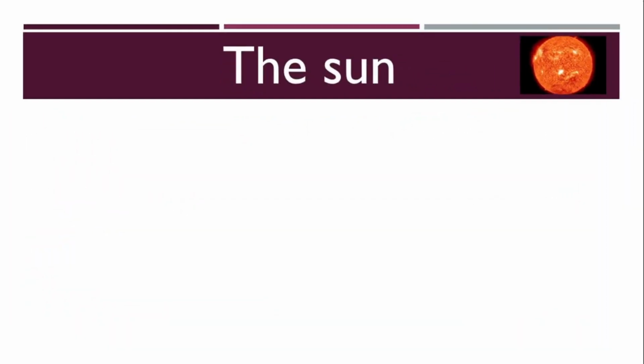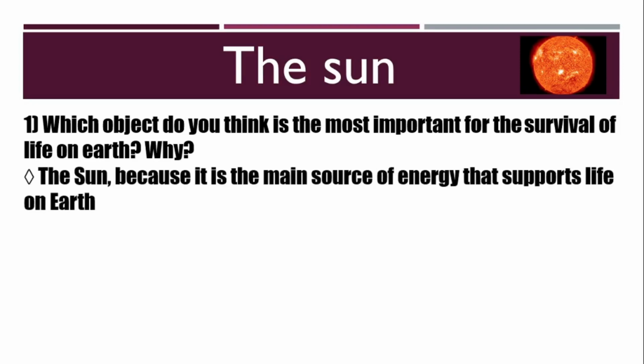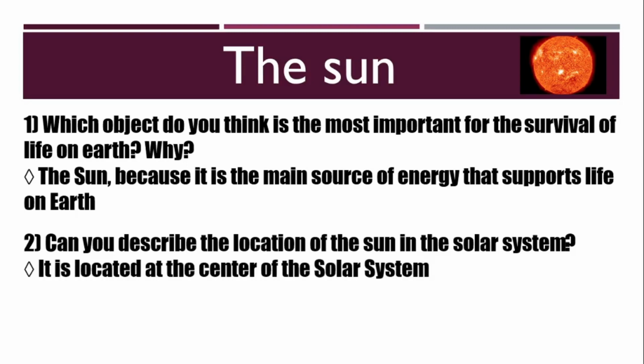Let's talk about some important information and facts about the Sun in question forms. Which object do you think is the most important for the survival of life on Earth and why? Here's the answer. The sun, because it is the main source of energy that supports life on Earth. Question number 2. Can you describe the location of the sun in the solar system? The answer is it is located at the center of the solar system.